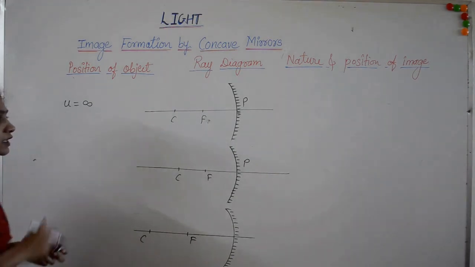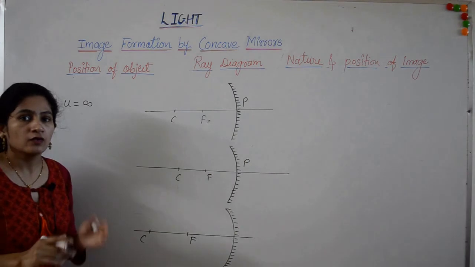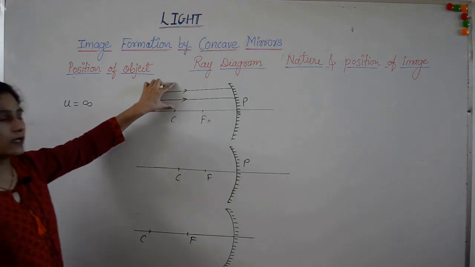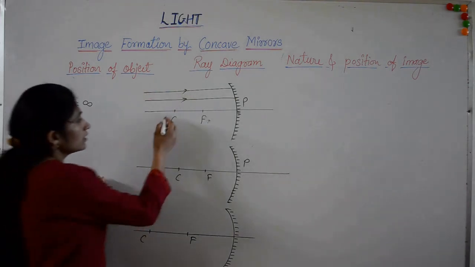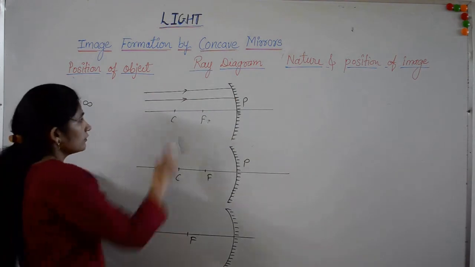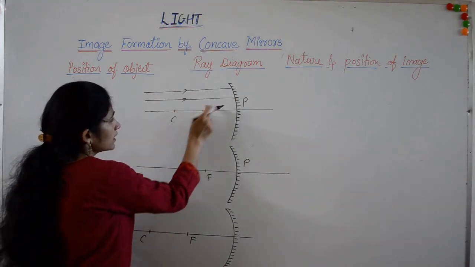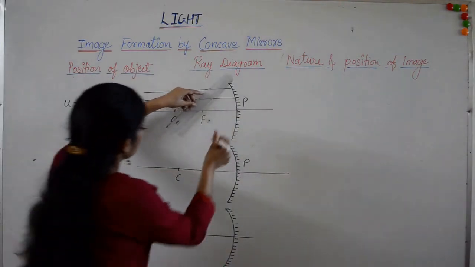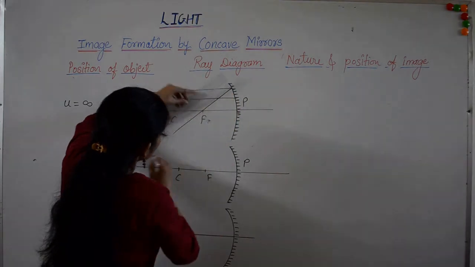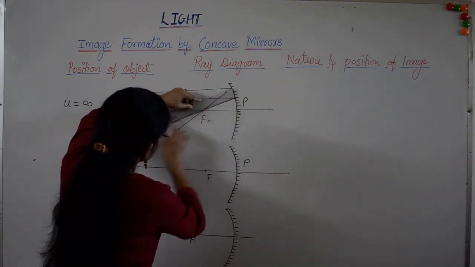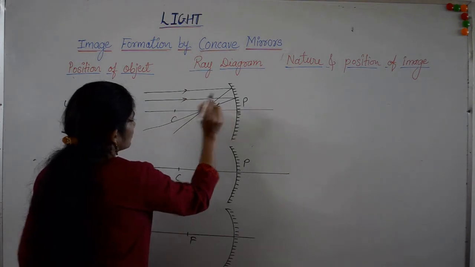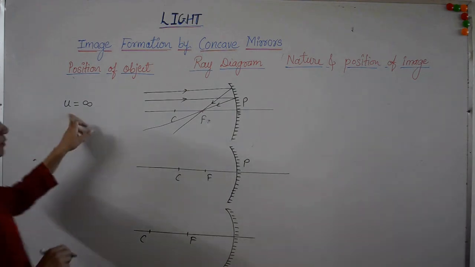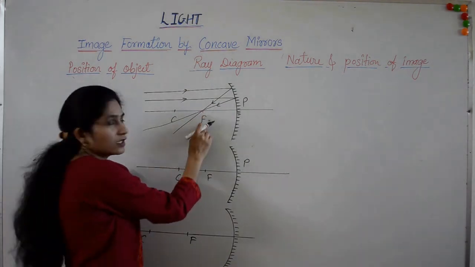So when the object is at infinity, infinity means very far. So we will consider a parallel beam of light, which has two parallel rays coming from infinity. Then we know that according to the first rule, if the incident rays are parallel to the principal axis, then after reflection they pass through the focus. So these two rays will pass through the focus. These are reflected rays. Now, when the object is at infinity, the image will form at the focus.